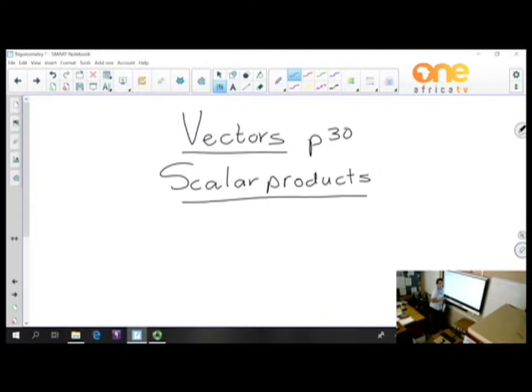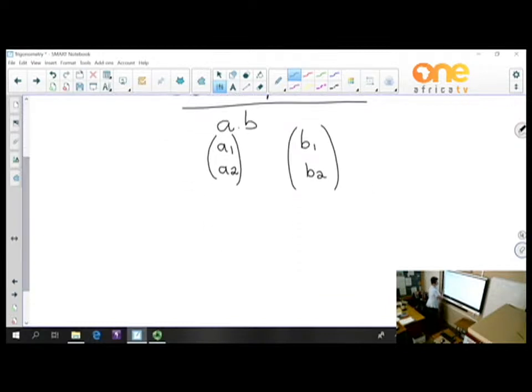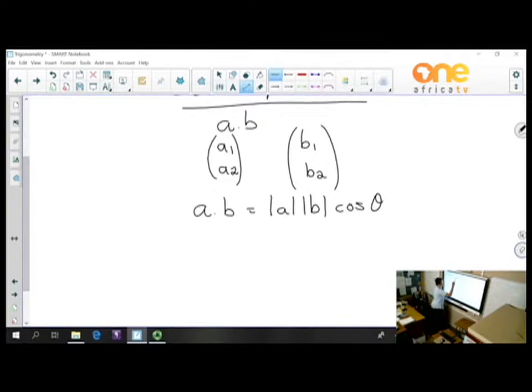Of scalar products. Now, scalar product is basically A dot B. We read it as A dot B. So you have a vector here, A1, A2, and we have a second vector here, B1, B2. So this is a column vector, and it's just now in 2 dimensions, X and Y. The formula for scalar products is A dot B is equal to magnitude A, magnitude B, cosine theta. This is the basic formula that we're going to use.